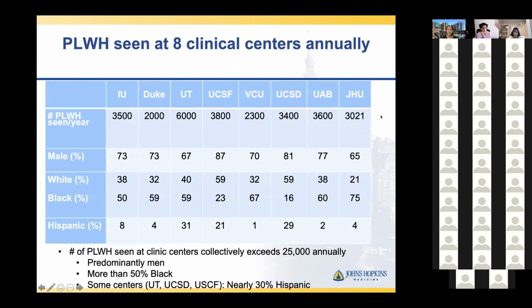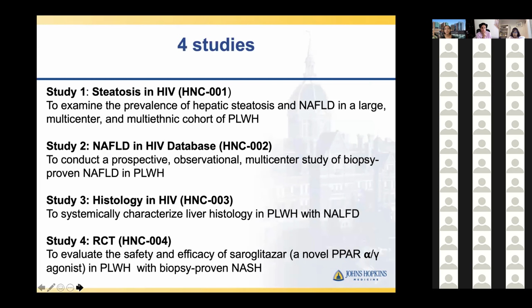You can see the number of patients, people living with HIV that you all may be seeing, over 3,000 at Hopkins, 65% are male, 75% Black, and 4% Hispanic. In some of the other centers, we do have higher representation of Hispanic population, up to 30% in the Texas and California populations. So this is a large multi-center sample that really has multiracial ethnic representation, which will be important.